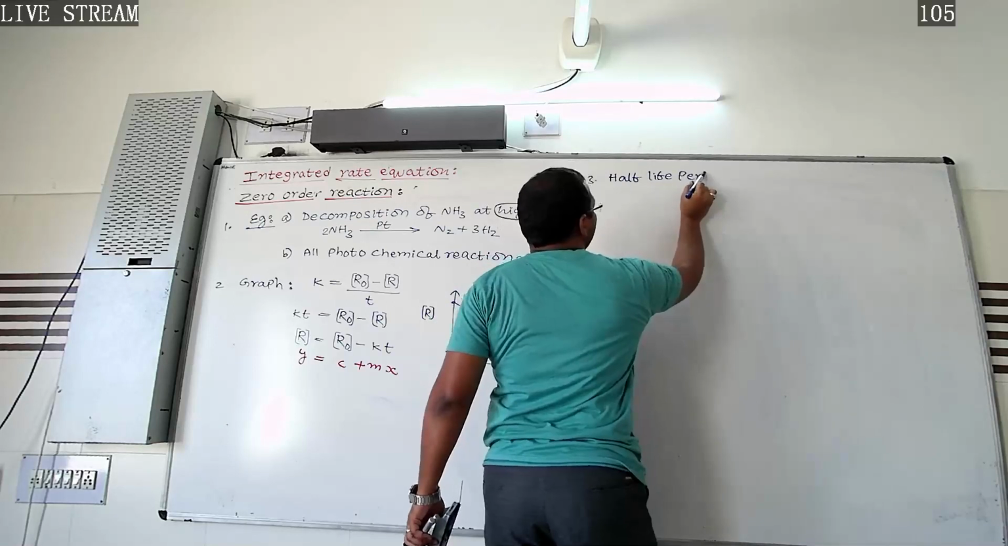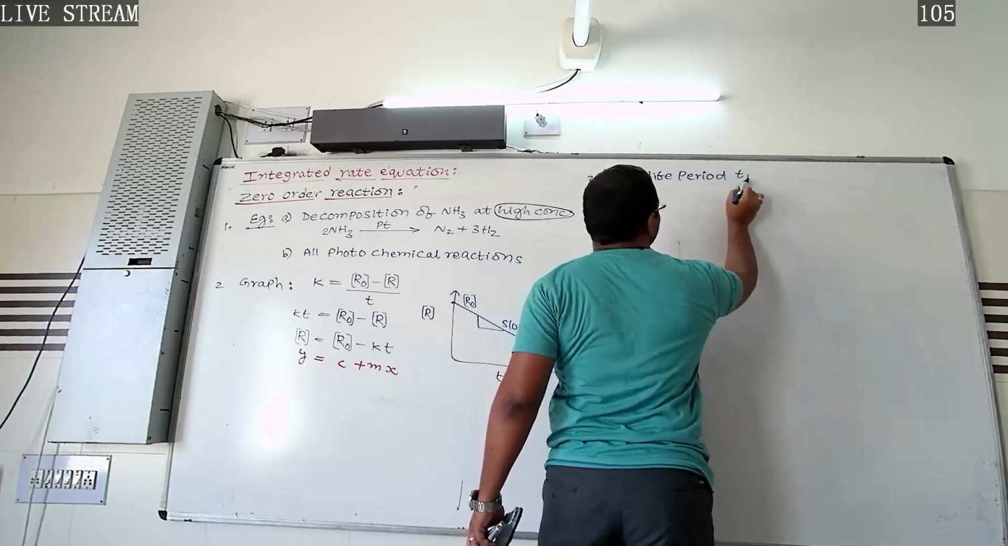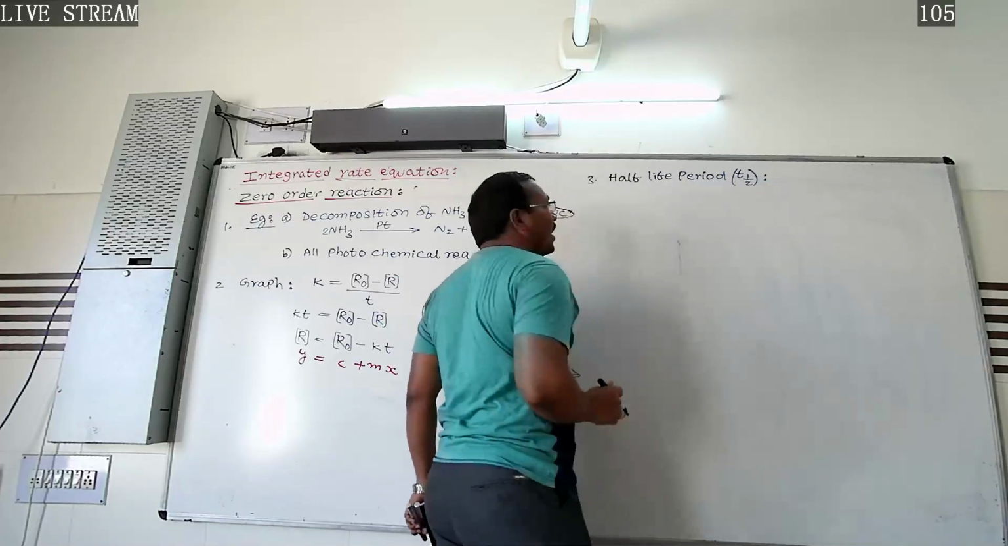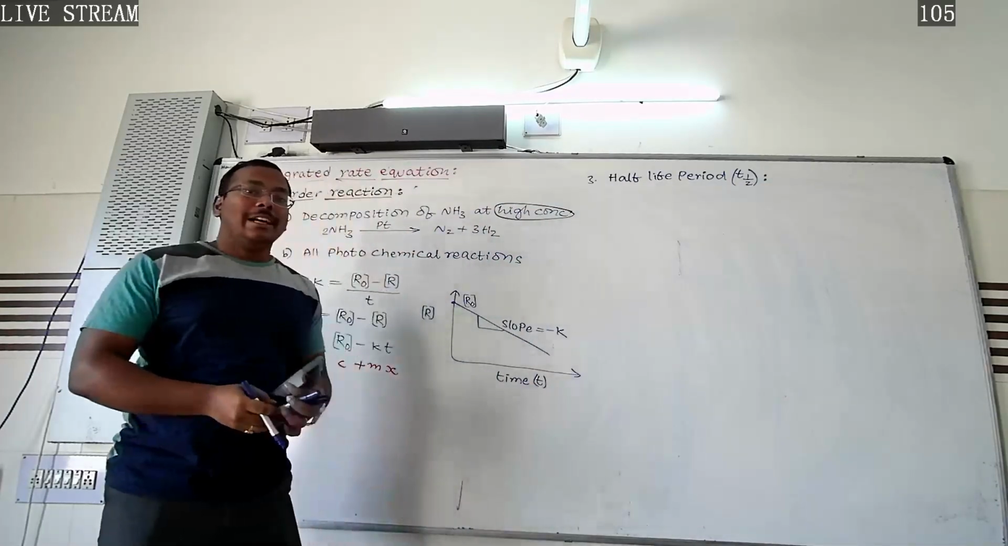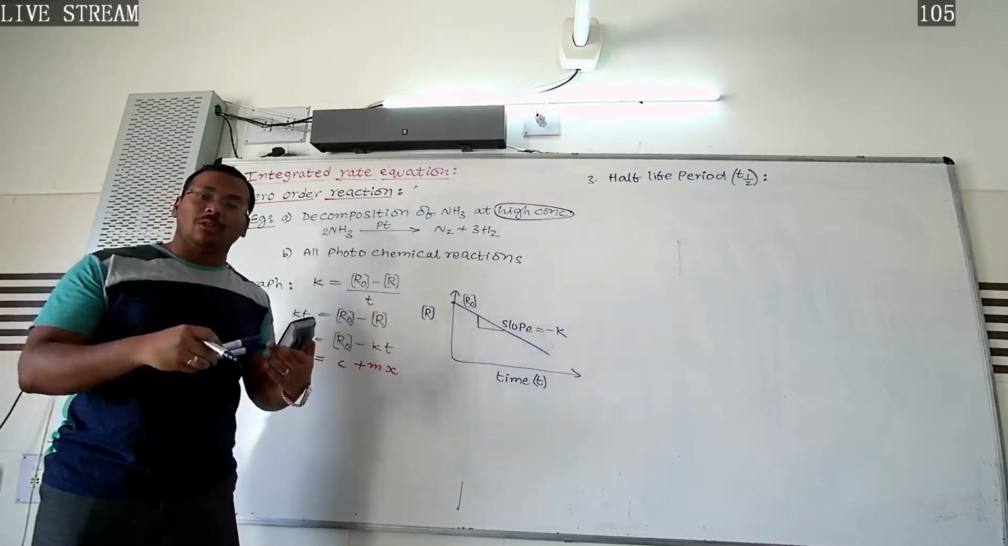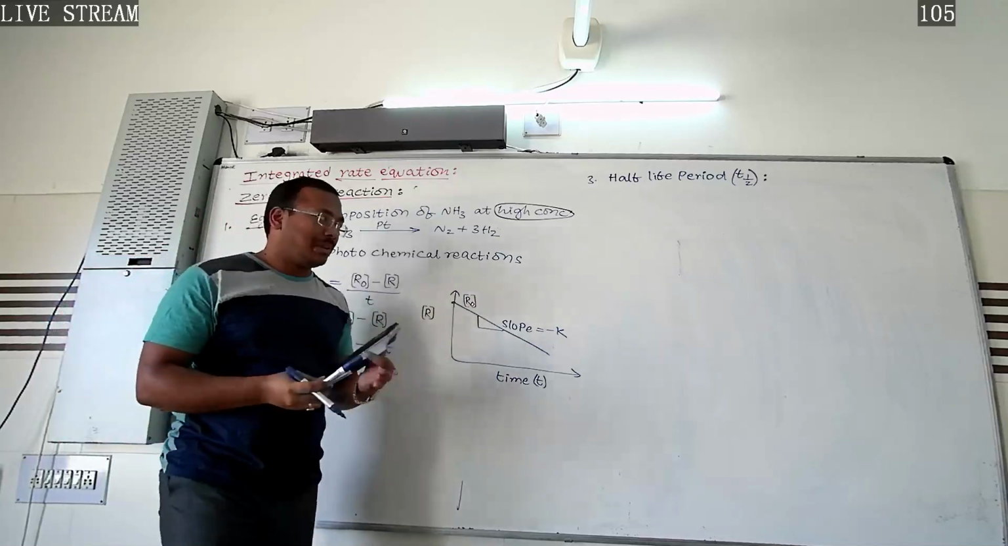Half-life period is very useful. Its symbol is T half. What is the meaning of half-life period? It is the time taken to reduce the initial concentration into half.